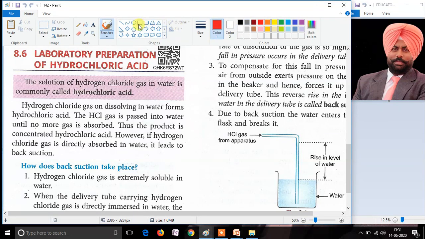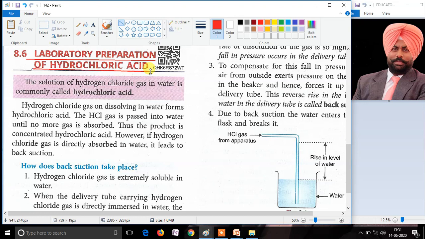Everyone, in this video we are going to discuss topic number 8.6, the laboratory preparation of hydrochloric acid for class 10th from the book A New Approach to ICSE part 2. Moving on to the topic, laboratory preparation of hydrochloric acid.